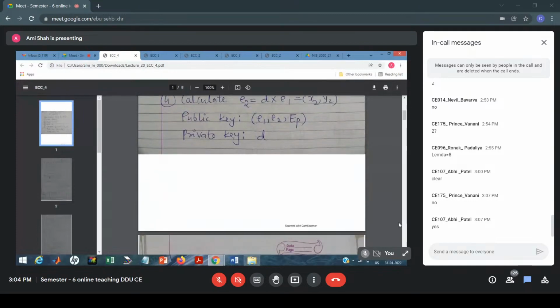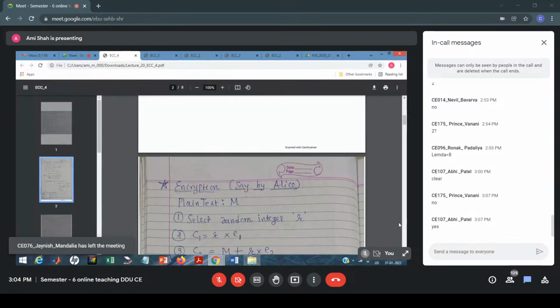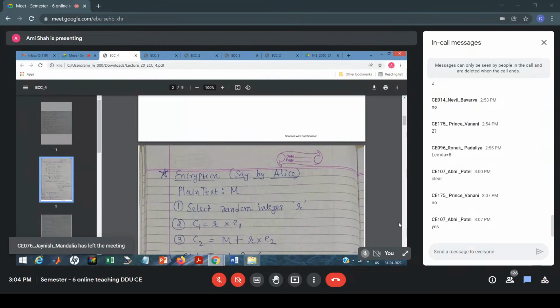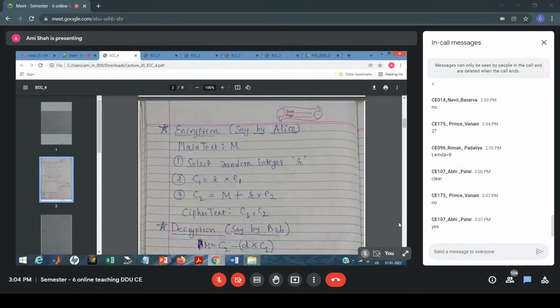Now, see here, this is the key generation part. Bob sends the public key of Bob to Alice. Now Alice does the encryption. Let's say the plain text is M. Now select some random integer R.